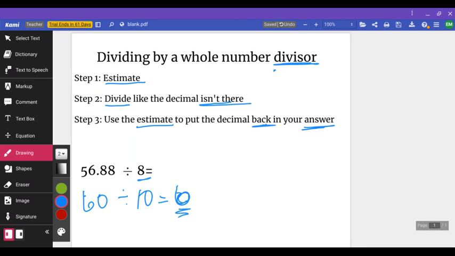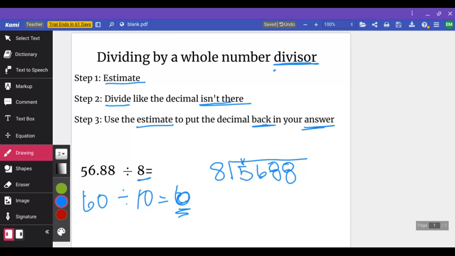Now I'm going to move on to step 2. Divide like the decimal isn't there. So I'm going to say 8 goes into 5, 6, 8, 8. All right, I'm going to do long division for this one. So does 8 go into 5? Nope. So I'm just going to put an X there to remind myself.